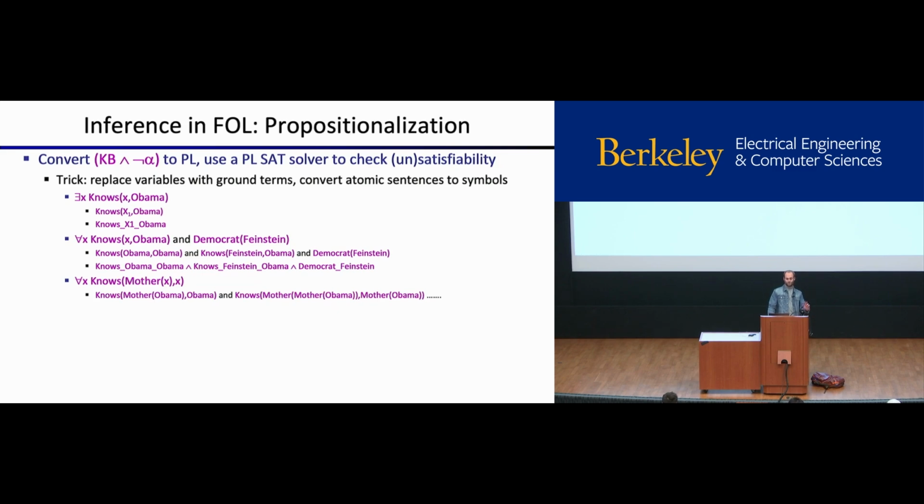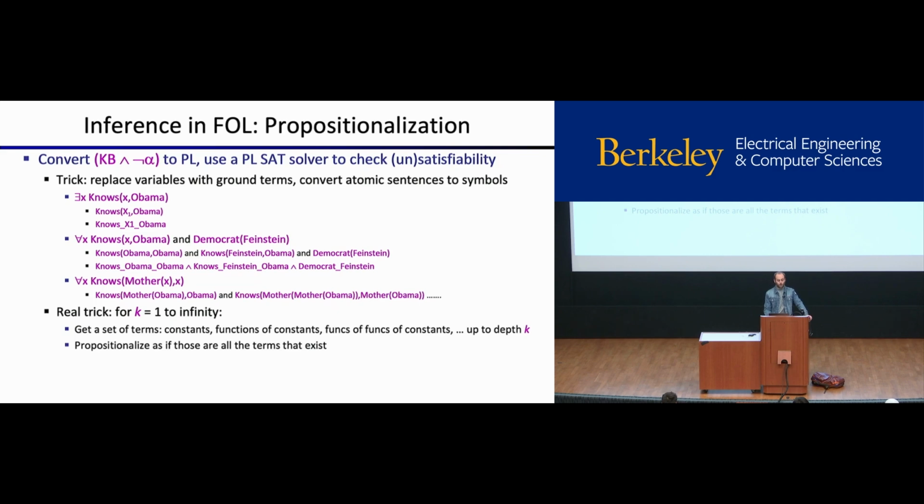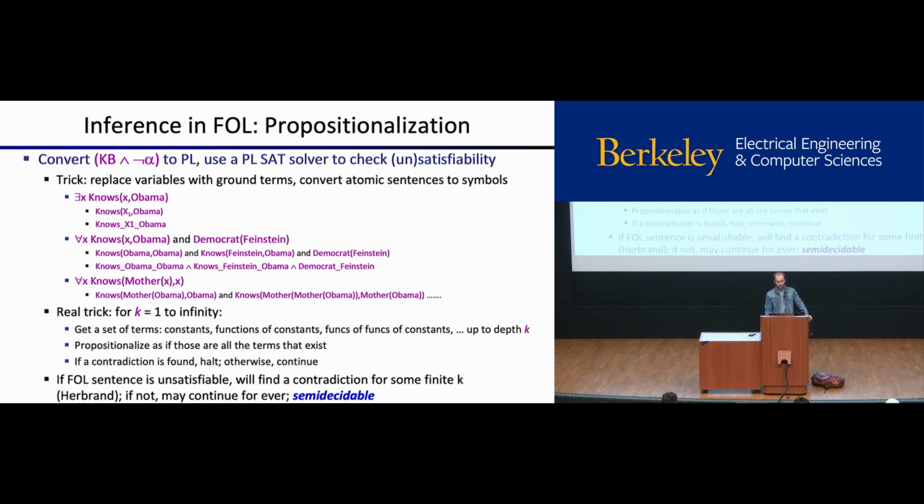We better stop somewhere. So the real trick is we run a loop for k equals 1 to infinity. We get a set of terms. These are constants, functions of constants, functions of functions of constants, and so on, up to depth k. We propositionalize. We turn our sentence into propositional logic as if those are all the terms that exist. If a contradiction is found, then we halt. Otherwise, we keep going. So if there is a contradiction that can be found, this algorithm will find it.